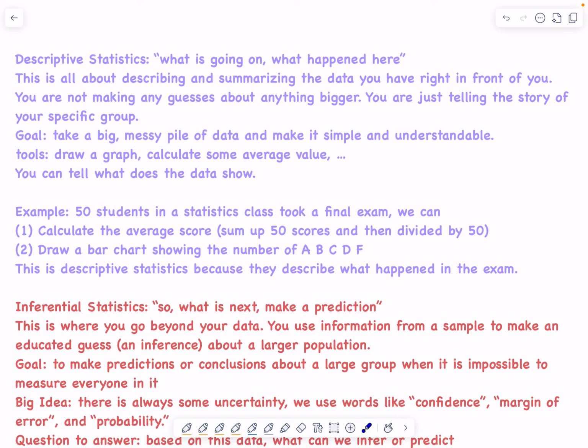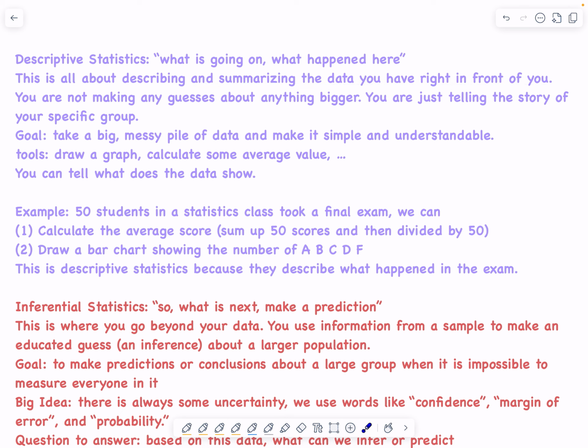Descriptive statistics versus inferential statistics. Okay, let's find out. What is a descriptive statistic? Descriptive statistic is what is going on. It pretty much means what is going on, what happened here. Okay, so what happened here? This is all about describing and summarizing the data you have right in front of you.